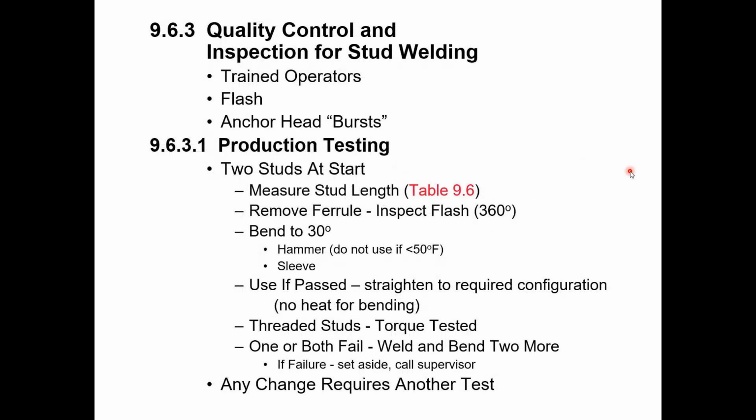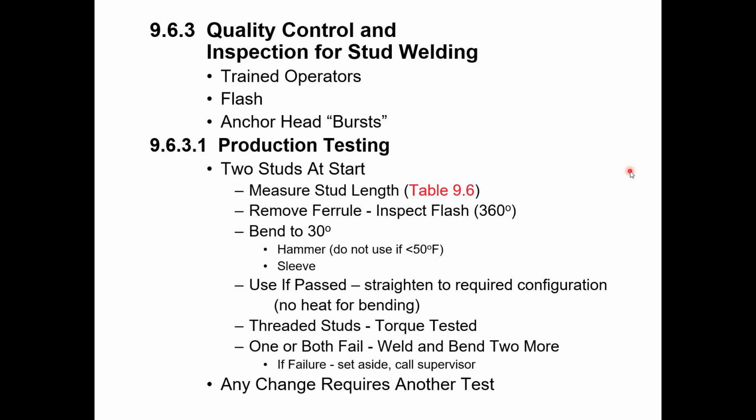Okay, so what are the quality control and inspection requirements for this? First and foremost, you need to have trained operators. Who's doing the welding? Do they know how to do it? Have they been trained how to do it properly? You want to make sure you see that flash. Obviously they're still using a mask to protect their eyes, but you should see that flash. That's an indication that you're getting a good connection between the two pieces of material.